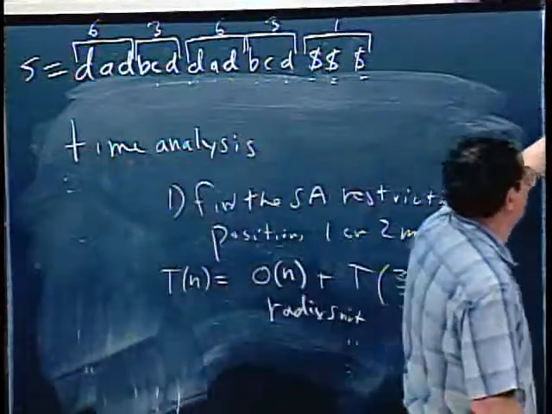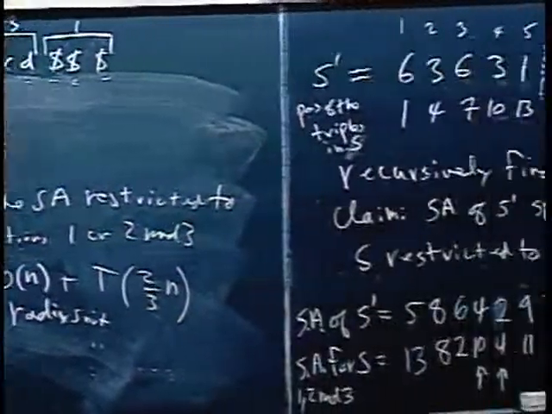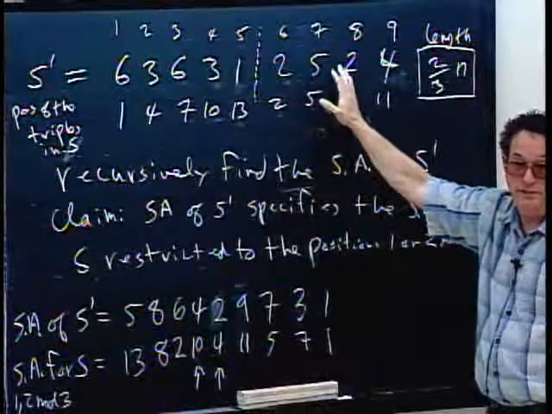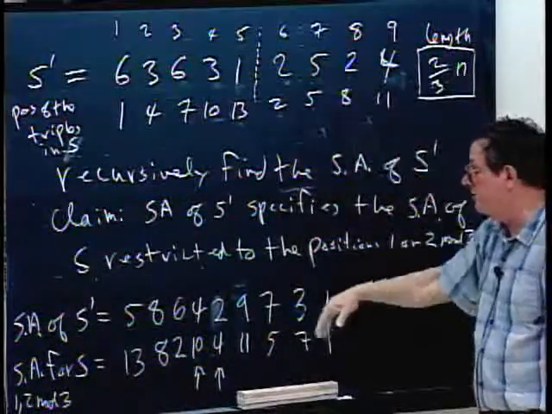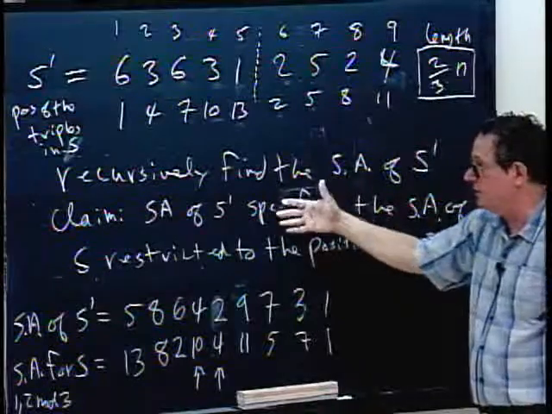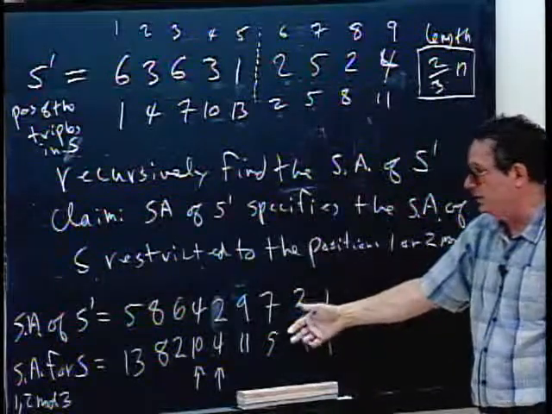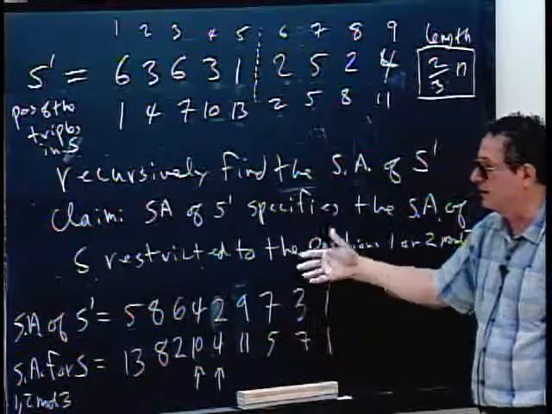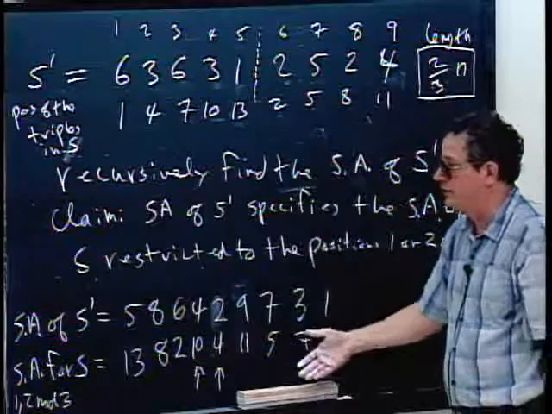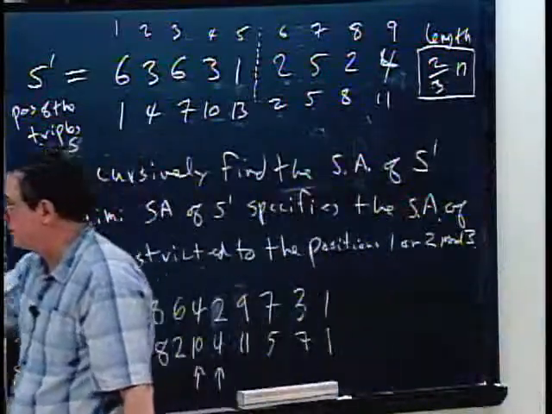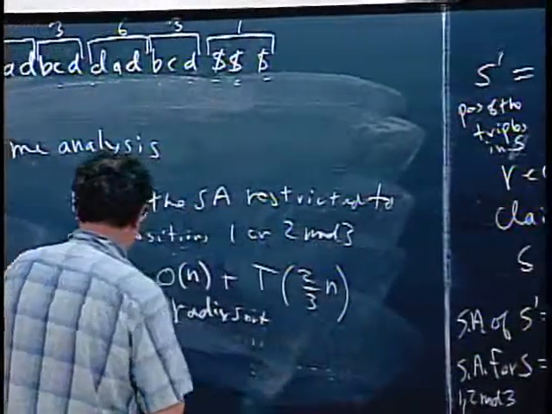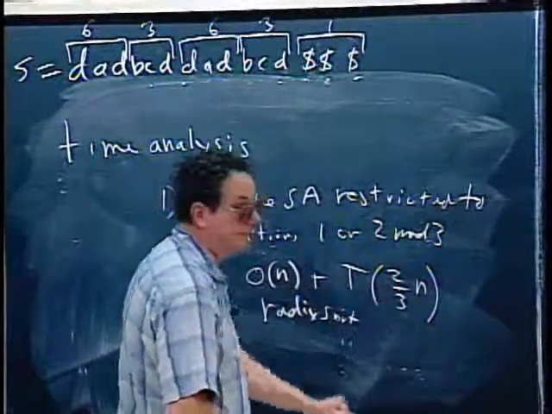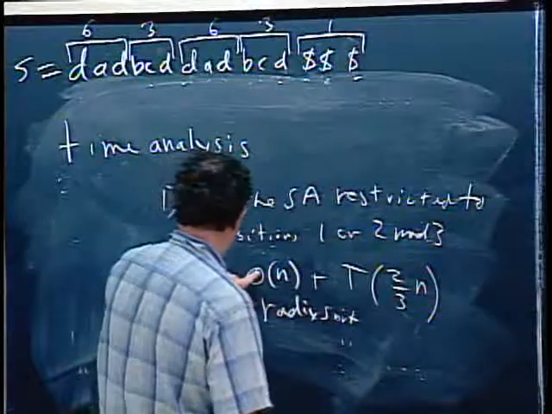The S prime had size 2/3 n because it had a character for each position 1 or 2 mod 3. So recursively we do that, which itself may, that recursive call in this example finished after one more step. But if there are any ties in the ranks that get calculated, you have to keep recursing and recursing. But it satisfies this recurrence relation. So T of n is equal to order n plus T of 2/3 n. Okay?